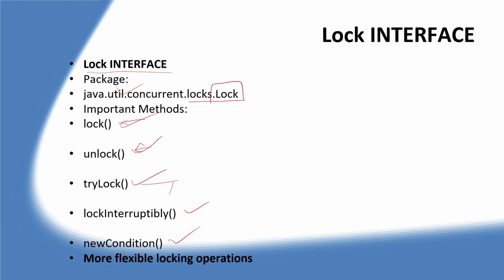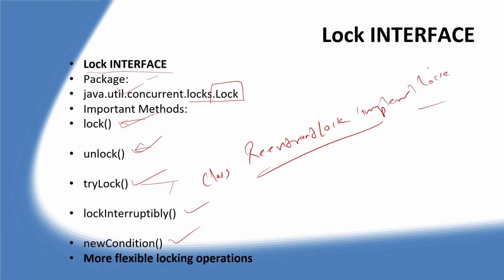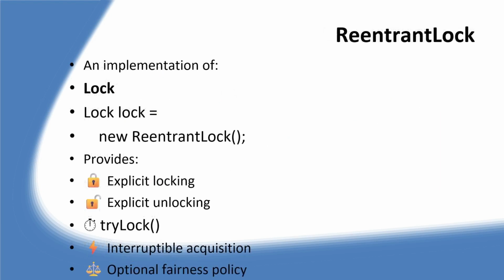One of the most commonly used implementations of the Lock interface is ReentrantLock. This is the implementation class of the interface, something like class ReentrantLock implements Lock. Now we will see ReentrantLock. ReentrantLock is a concrete implementation of the Lock interface. We can create a Lock reference and assign a new ReentrantLock to it. See here, we created a new lock and assigned a new ReentrantLock to it.